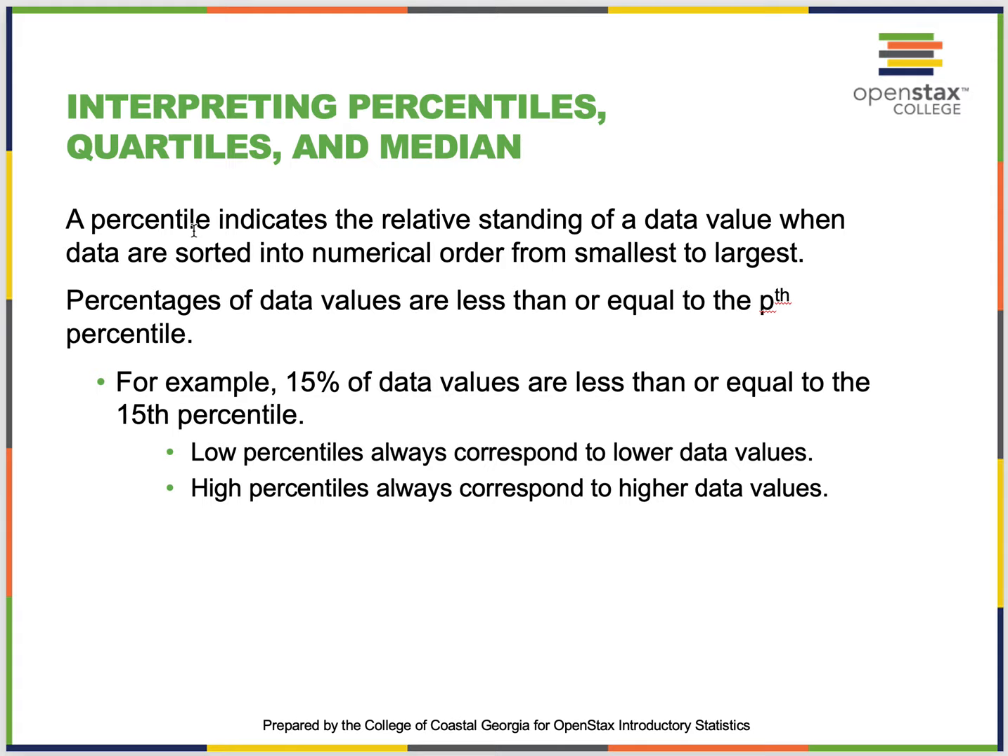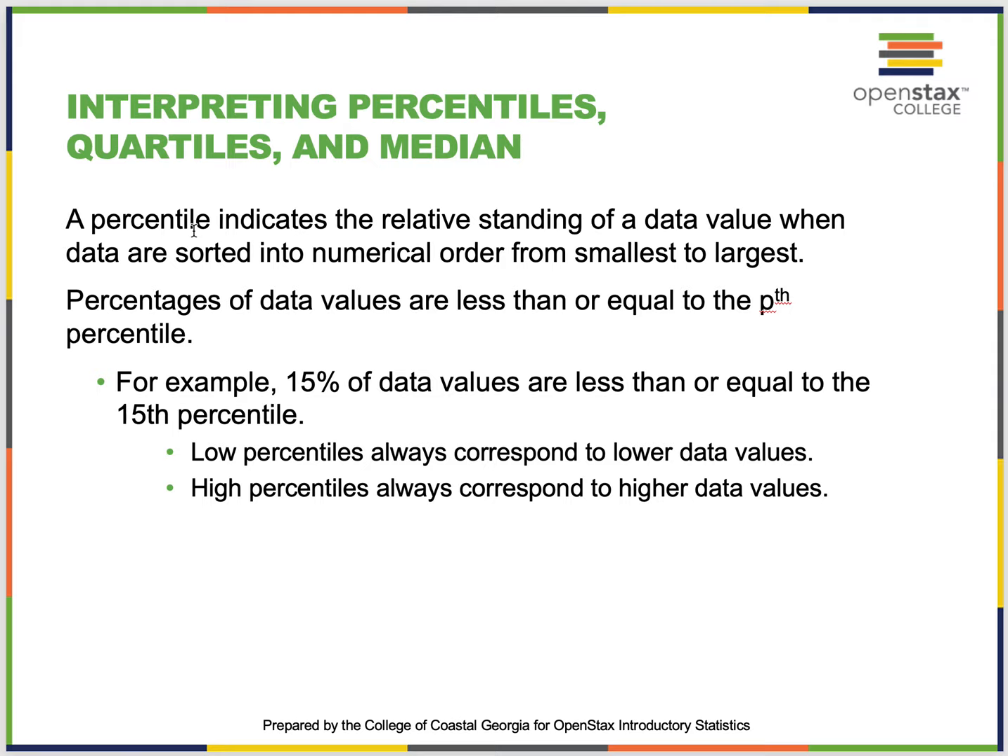So, interpreting percentiles, quartiles, and the median. A percentile indicates the relative standing of data when data is sorted into numerical order from smallest to largest. Percentages of data values are less than or equal to the pth percentile. That's why we use the cumulative frequency. It tells us that. For example, if 15% of the data values are less than or equal to the 15th percentile, low percentiles correspond to lower data values, high percentiles correspond to high values.